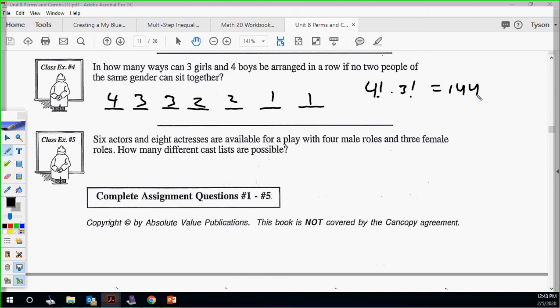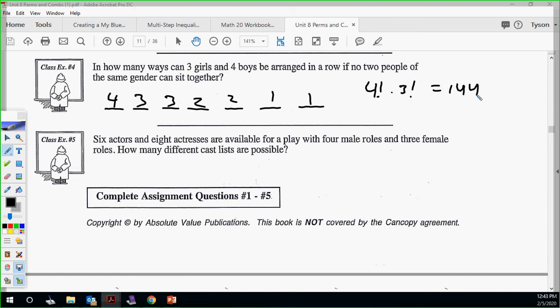So it says 6 actors and 8 actresses are available for the play for 4 male roles and 3 female roles. One thing I want to point out is, remember I was telling you to take a group of people to be in the play? We're not taking 3 people to be in the play, we're taking 3 people to do specific roles. So they do have importance in terms of their order. That's why this is a permutation, not a combination. The word roles means they're going to play different characters. If it just said select them for the play, then it would be a combination.